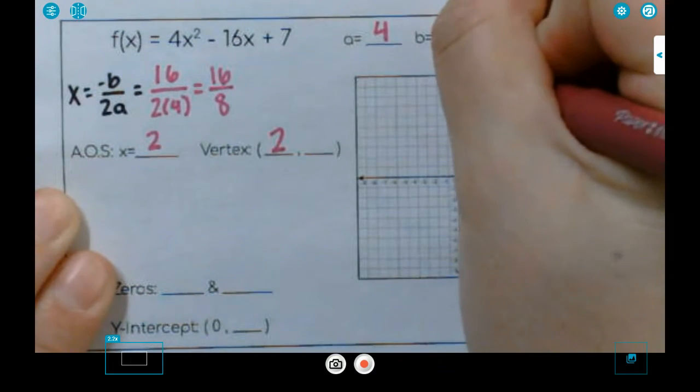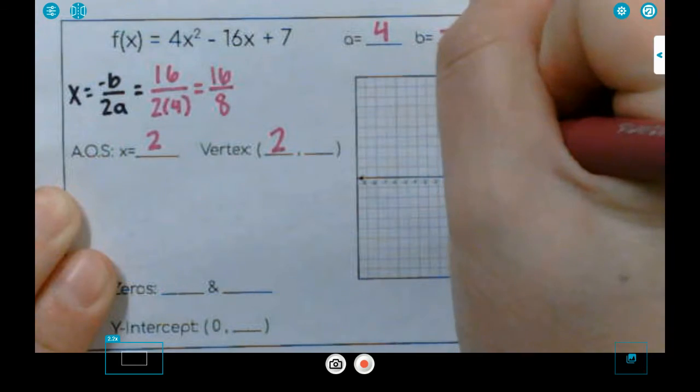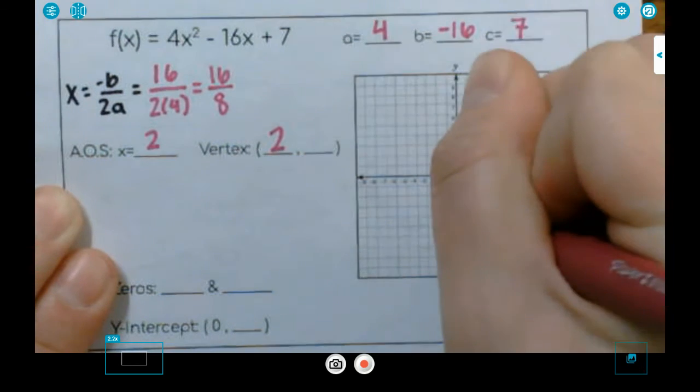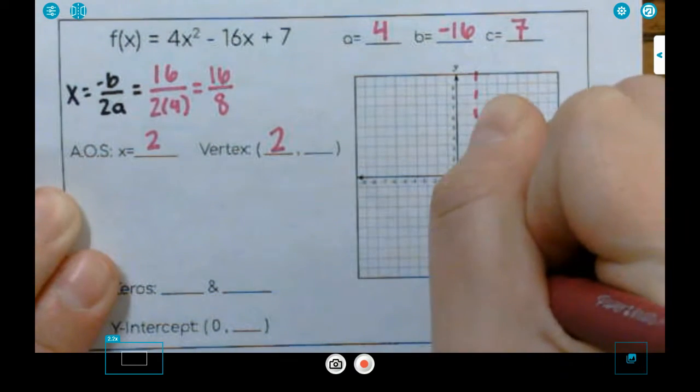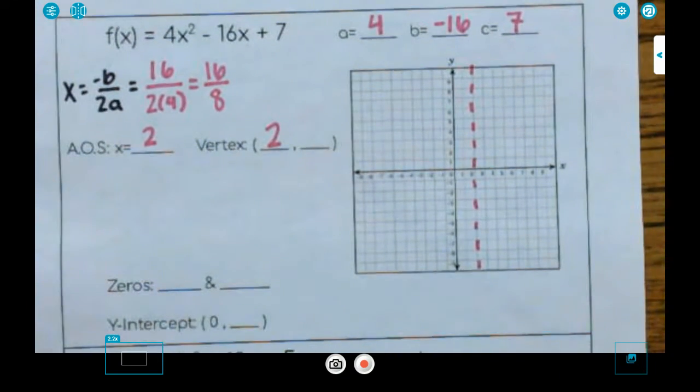So on my graph, I'm going to graph a dotted vertical line, and this vertical line is going to chop my graph perfectly in half. Your graphs today, you need to be super delicate with, because we're going to be graphing really minute details. You guys will see in a second when we do our zeros. Okay, any questions about that?